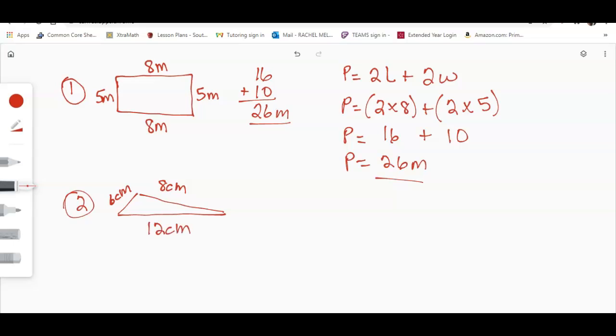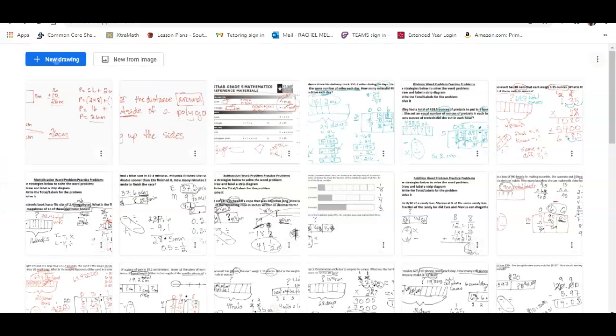Okay, now there is no formula on that chart for a triangle. It was just for squares and rectangles. So that means I literally just add up the sides. Okay, well, 12 plus 8 is 20, plus 6 is 26. Okay, now don't think that all of our answers are going to be 26 today. That just happened. Okay, so let's do 2 more.